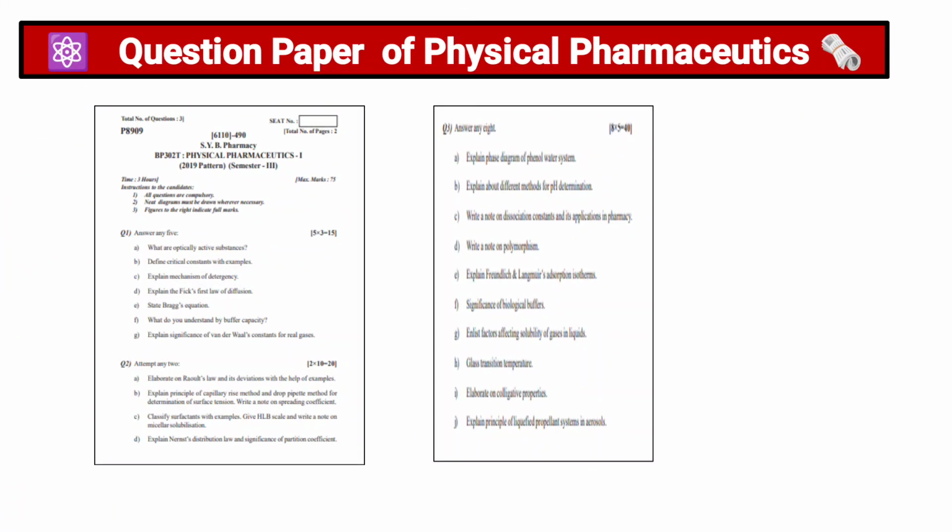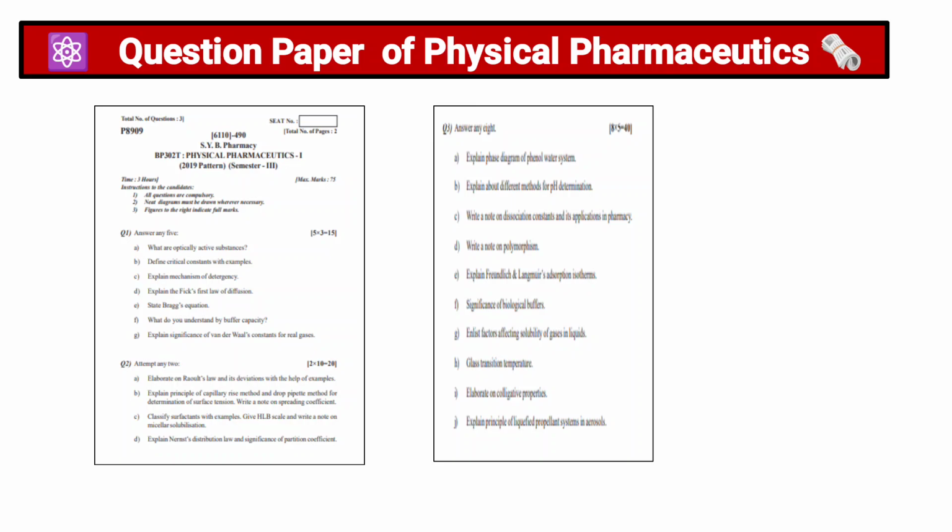Question paper of physical pharmaceutics. A 3 marks question will ask: what are optically active substances? Define critical constant with example. Explain mechanism of detergency. Explain Fick's first law of diffusion. Next, state Bragg's equation. What do you understand by buffer capacity? Explain significance of van der Waals constant for real gases.